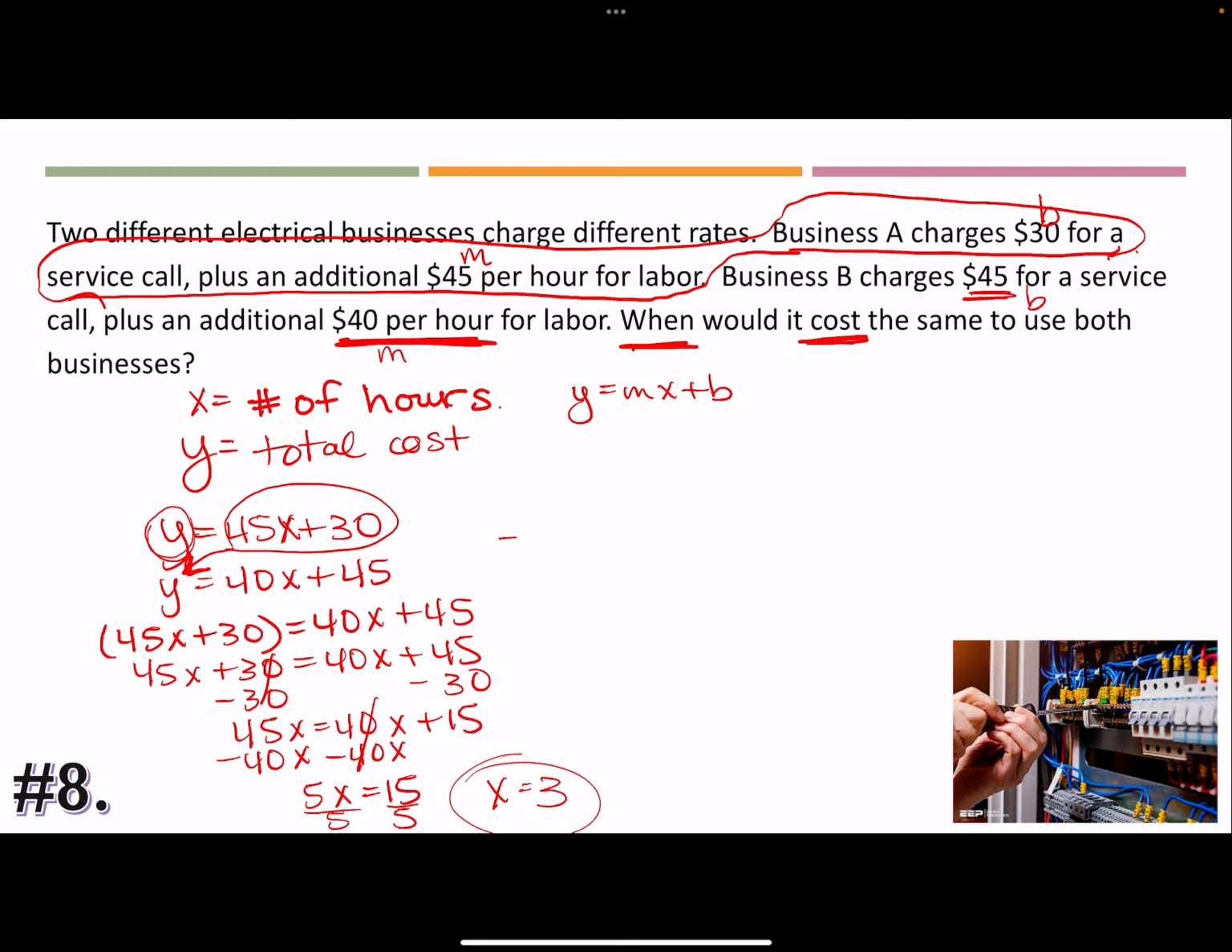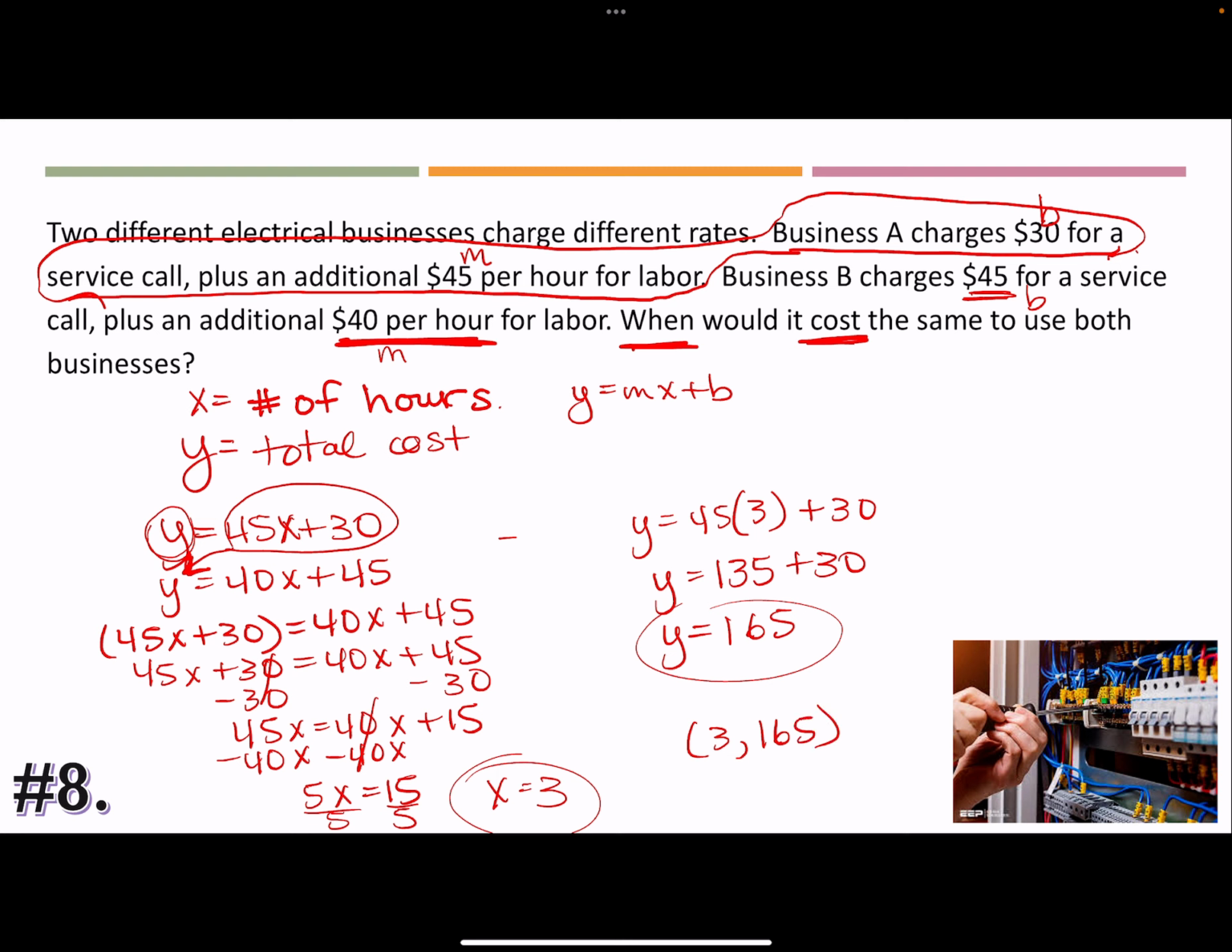So now I have x. I need to solve for y by plugging in. I can plug into the top or the bottom equation. It doesn't matter which one. I'll just plug into the top. So y is equal to 45 times 3 plus 30. So I have to multiply 45 times 3, and then I'm going to add 30 to it. So my point is (3, 165).